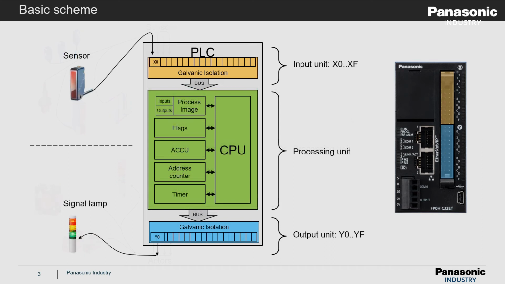In this slide, let's make an example to show you the cyclic workflow of a PLC program. A signal of a sensor which is connected to physical input X0 shall be used to control the output Y0 of the PLC to activate a signal lamp.